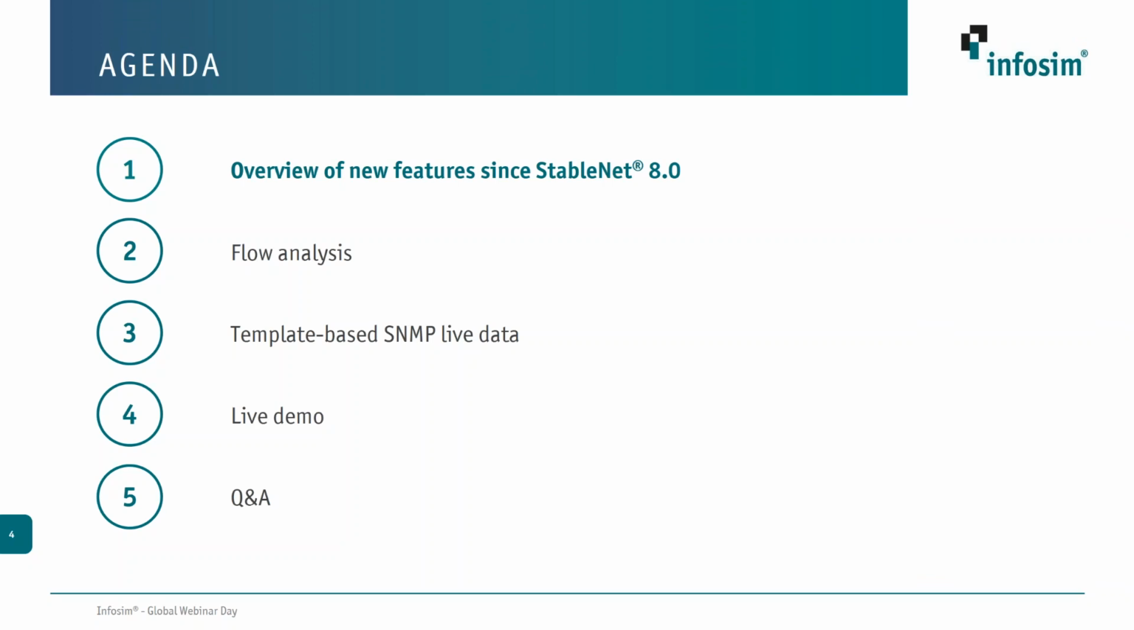First, I want to show you some of the new features that we have since StableNet 8.0. Then we'll take a look at the new features in StableNet 8.2, in a general way, an overview. Then we will take a more detailed look at two special features, the new flow analysis and the new template-based SNMP live data feature, followed by a demonstration where I will show you these features live on the product. And at the very end, we will have a short Q&A session.